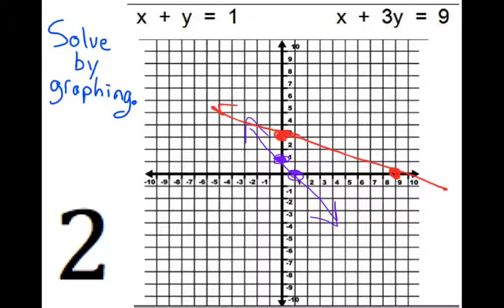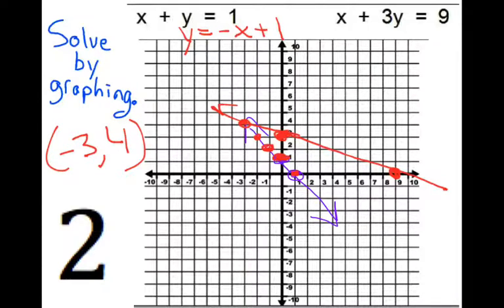So I think what I might do is solve this one for y. So y equals, and I'm going to subtract the x over, so negative x plus 1. So that means the y-intercept is 1, and then I'm going to go down 1 over 1, or go the other direction. So it seems like they cross at about negative 3, 4. I'm going to check that out as a solution. So negative 3, 4. It's looking good.